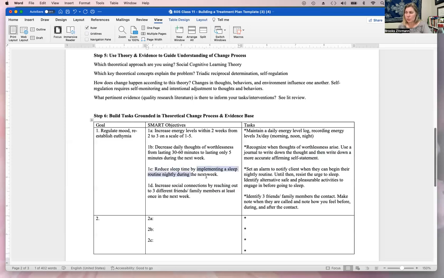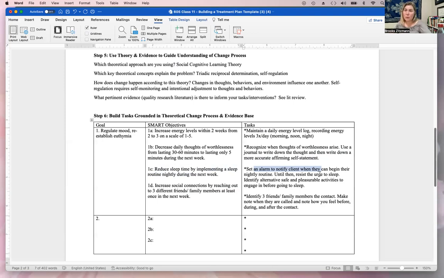Reducing sleep time by implementing a sleep routine nightly. So you might work with them to do something like set an alarm on your phone that tells you when you have 30 minutes before you go to sleep. And because hypersomnia is the problem, what we want to do is make sure they don't go to sleep before that alarm goes off.